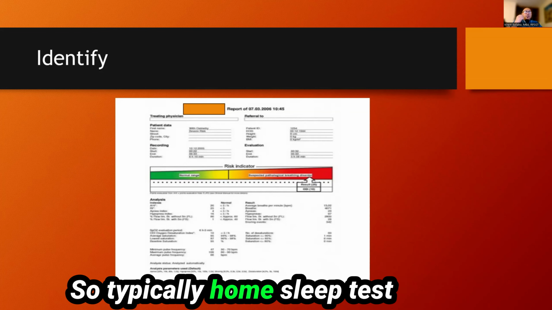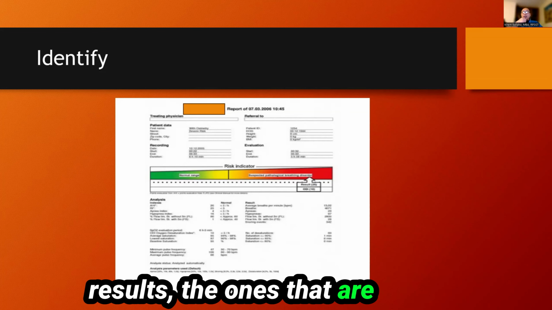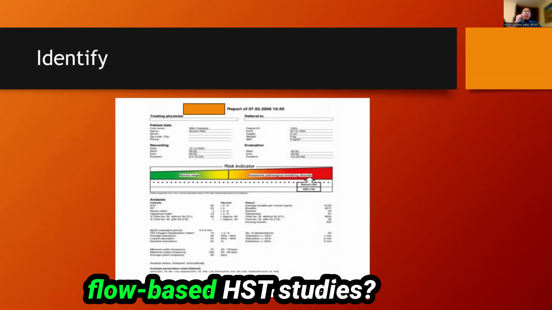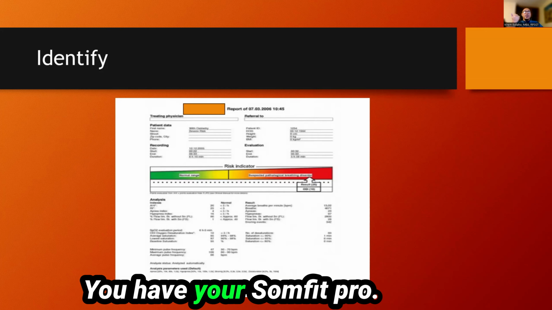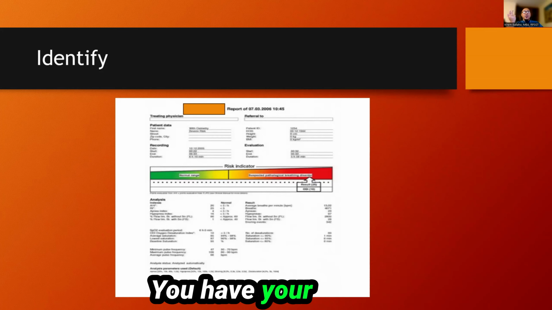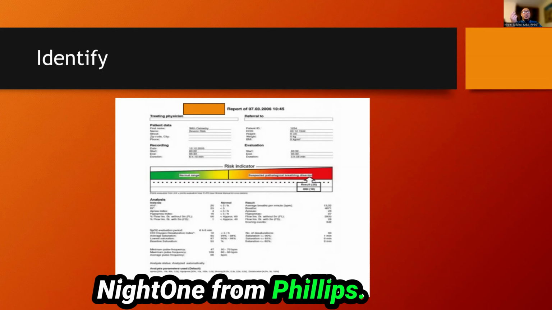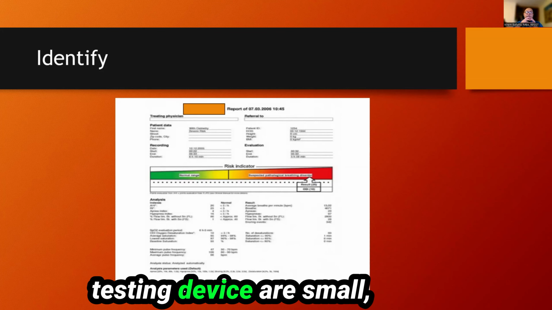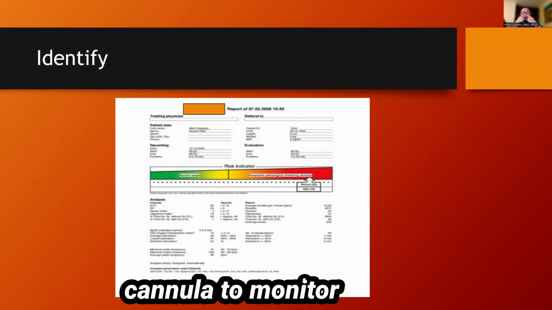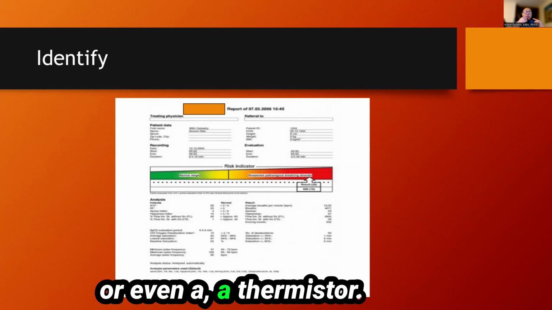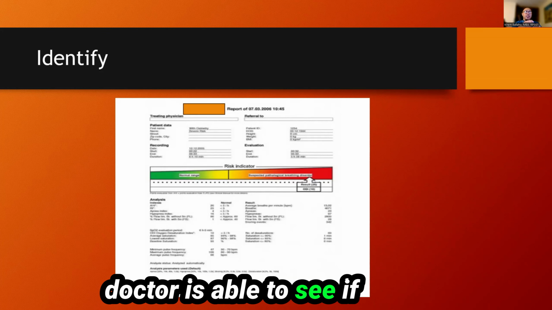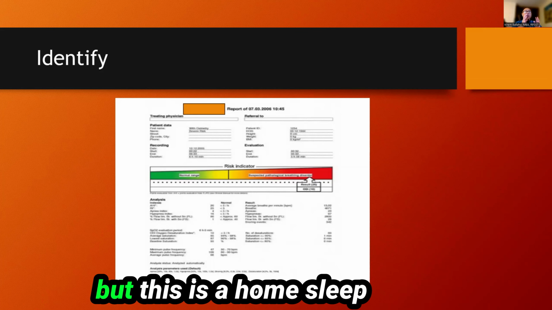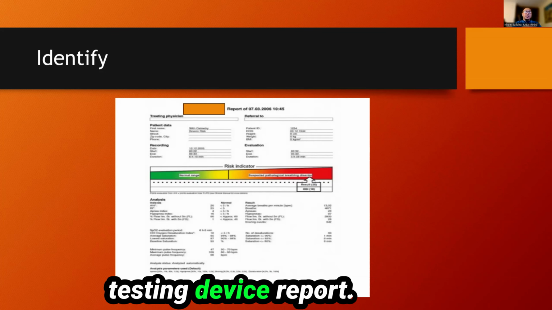So typically home sleep test results, the ones that are flow-based, what are the flow-based HST studies? You have your ApneaLink, you have your Somfit Pro, you have your NightOne from Philips. All of these home sleep testing devices are small, but they also have a cannula to monitor their flow pattern, or even a thermistor, so that the doctor is able to see if they stop breathing or not. But this is a home sleep testing device report.